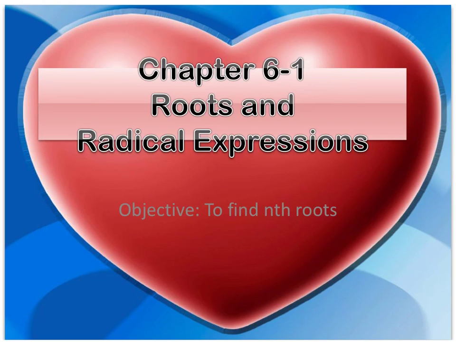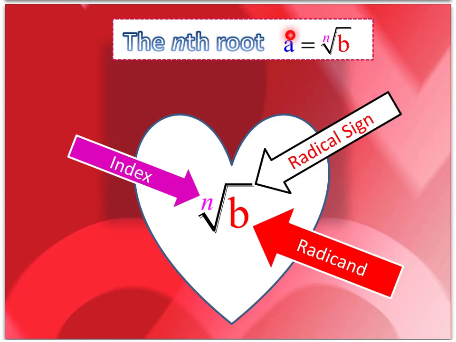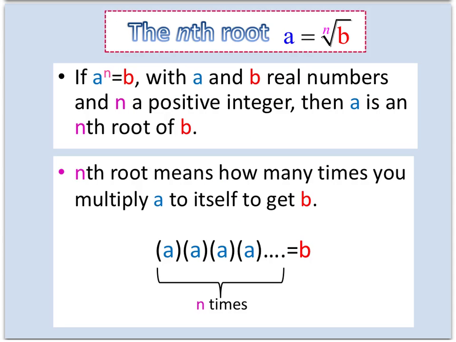We're going to be talking about roots and radical expressions. So here, a is the nth root. Now, n would be our index. We have our radical sign here, and then the number underneath the radical sign is our radicand. So once we take the nth root, we get a value a. So nth root means how many times you can multiply a number times itself to get another value.